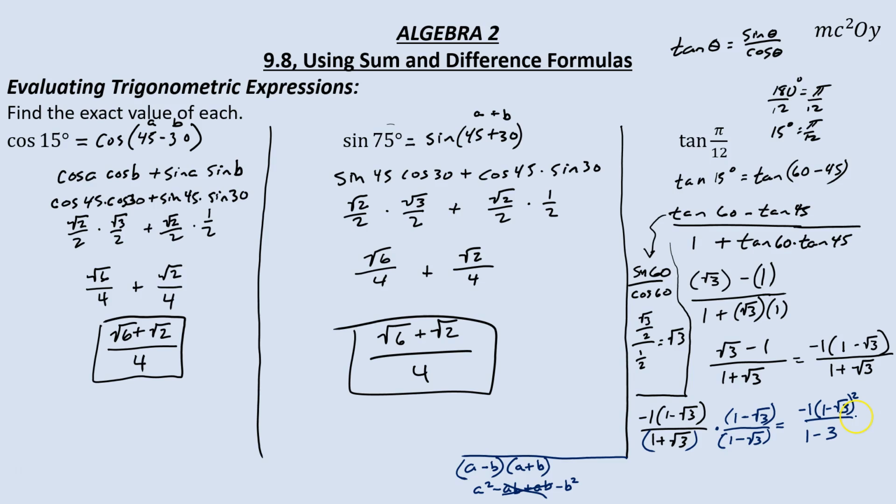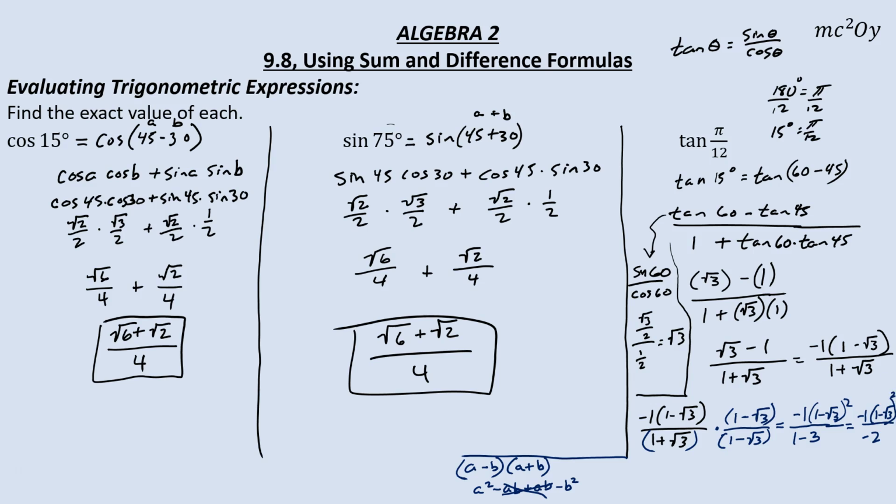So really what I have now is that thing on top, and let me give myself a little more room here because I'm going to run out of room. I have 1 minus 3 on the bottom, and on the top I have negative 1 times 1 minus root 3 squared. So on the bottom now I have negative 2, and on top I have negative 1 times 1 minus root 3 squared.